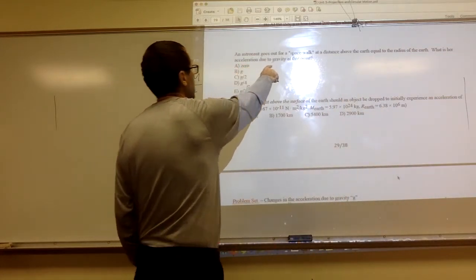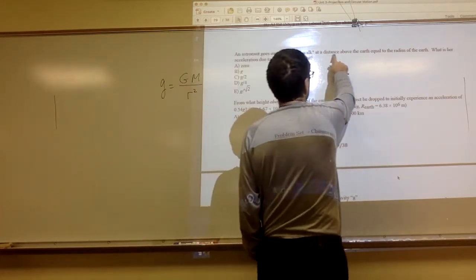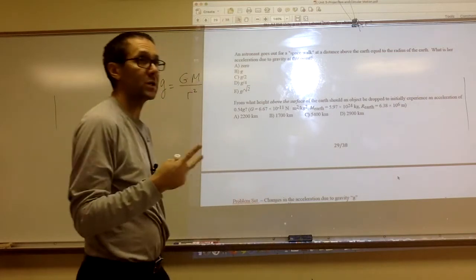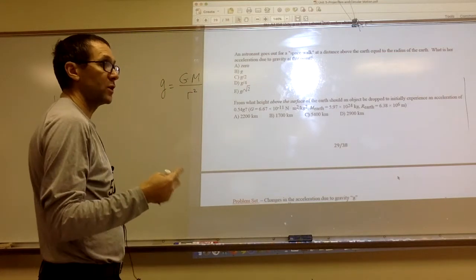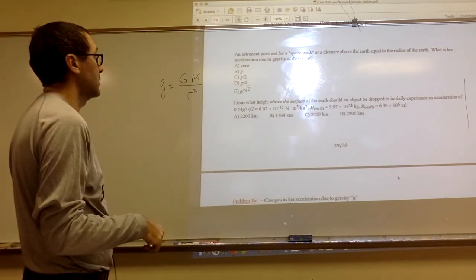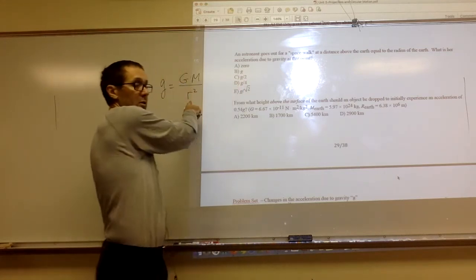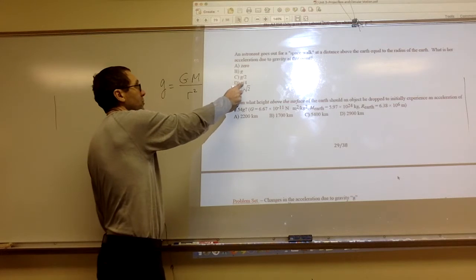Okay. So an astronaut goes out for a spacewalk at a distance above the Earth equal to the radius of the Earth. So now this person is 2 times the radius of the Earth away from the center of the Earth. So the acceleration of gravity will follow the inverse square law. You can see it here in this formula. So the acceleration of gravity will just be g over 4.